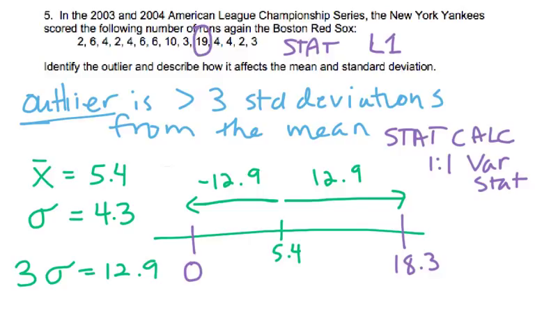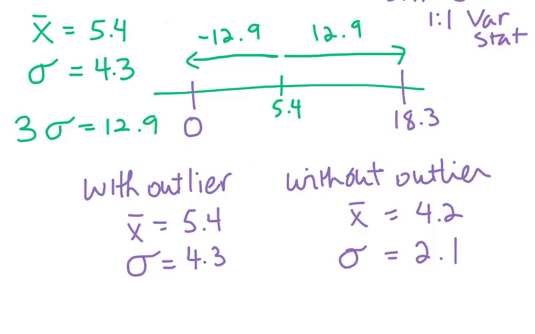How does that affect the mean and standard deviation? With the outlier, we already calculated it. We get a mean of 5.4 and a standard deviation of 4.3. Without the outlier, my mean changes from 5.4 to 4.2. It makes sense that it would be lower. And my standard deviation, which shows how much variance is in the data, is 2.1, significantly less. So if we're comparing them, we don't want to just say one is bigger than the other. We want to actually show the values.